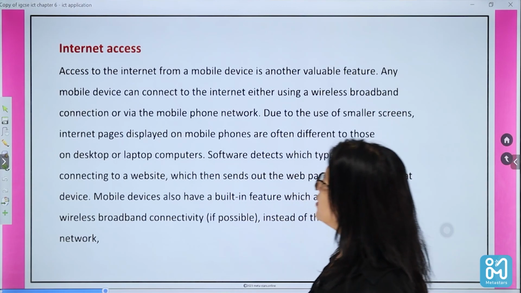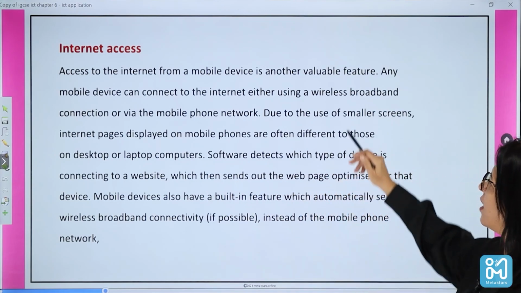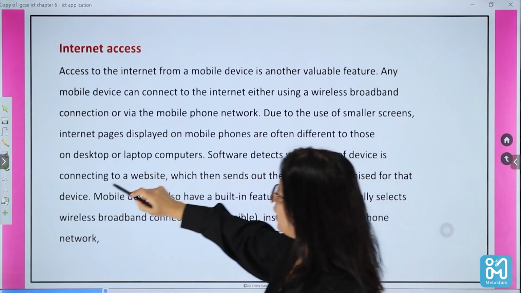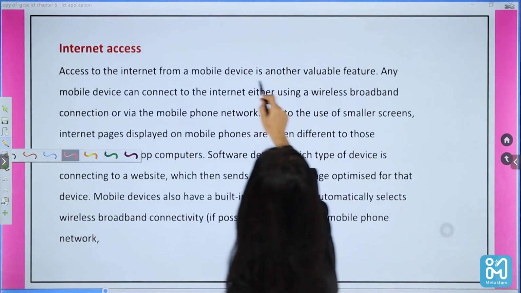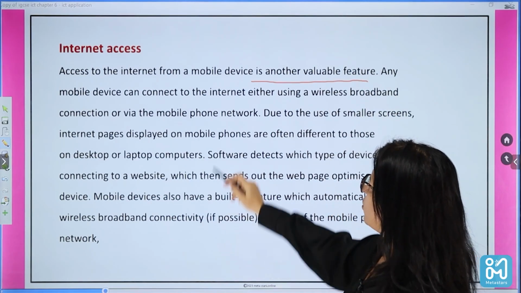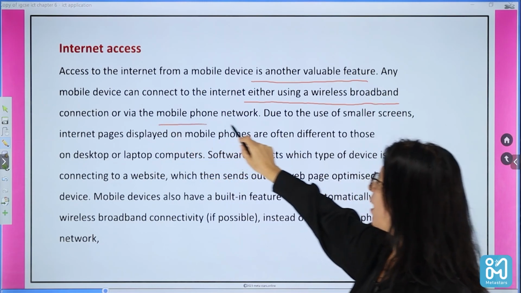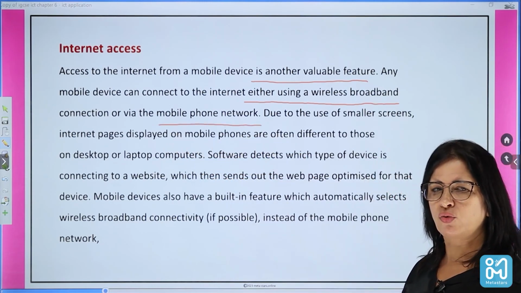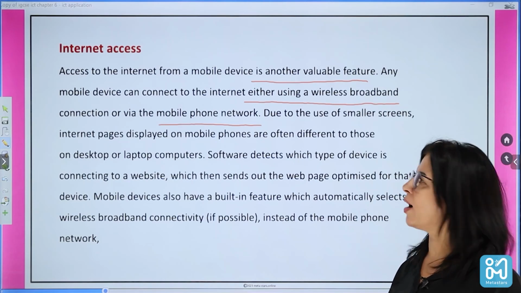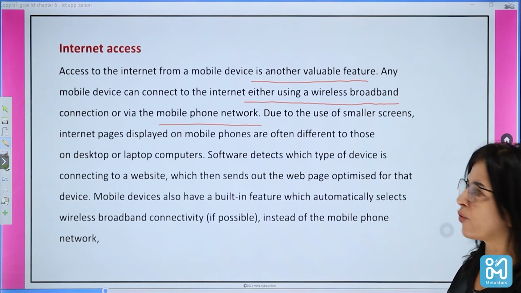So internet from a mobile device is another valuable feature of the mobile. Any mobile device can be connected to the internet, either using wireless broadband connection or via the mobile phone network. So either by mobile network I can connect, or by wireless broadband using your router at home.